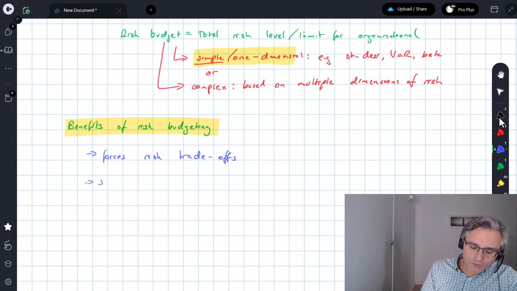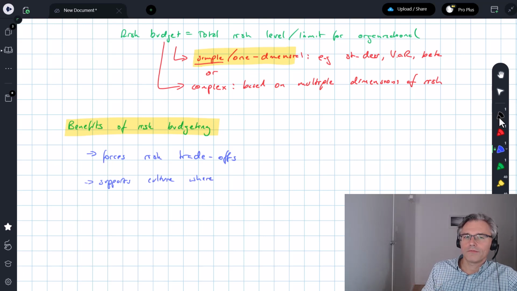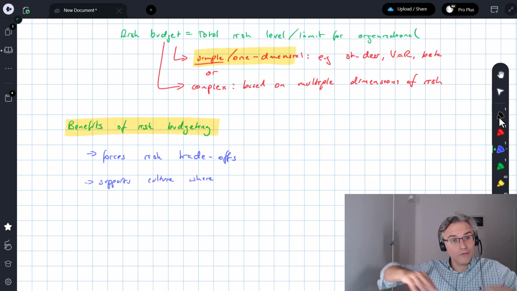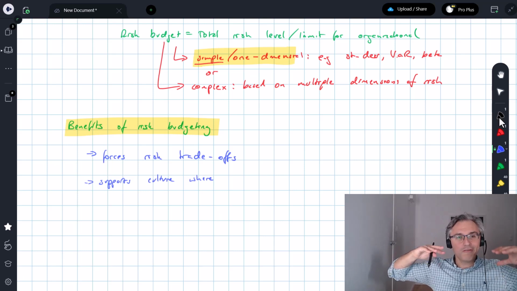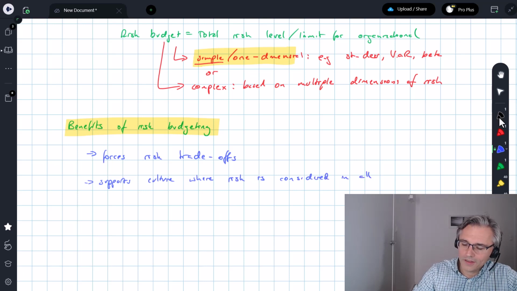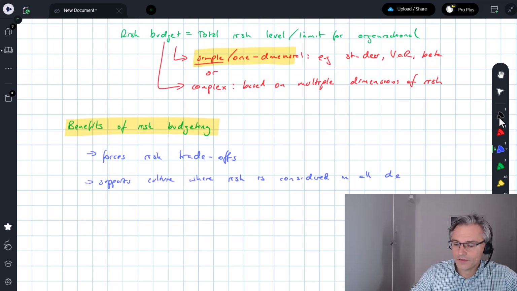It also supports, and I can definitely agree with this, a culture where every discussion concerning investment decisions takes into account the risk, because risk is so central here, because we've got a total budget which we need to fit within. So risk definitely is considered in all discussions and all decisions.